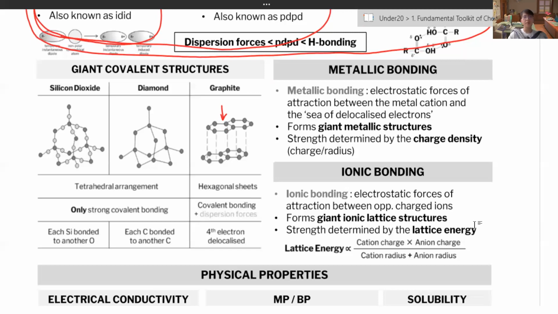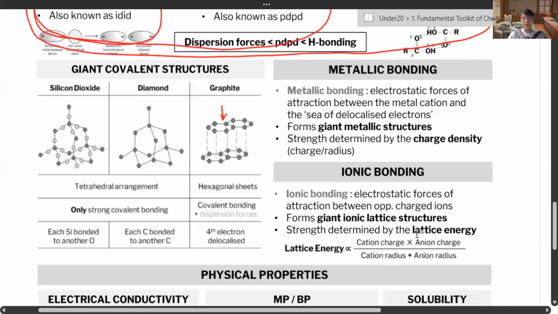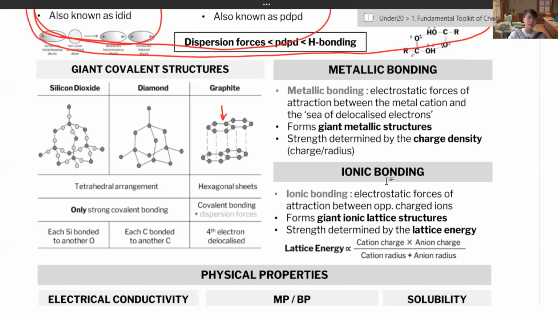And the strength is determined by this thing known as lattice energy. So lattice energy is proportional to this formula here, the product of the charges over the sum of the radii. The charges are very simple, you can tell from the ions themselves, and the radius is taken from pages 51 and 52 of the data booklet.